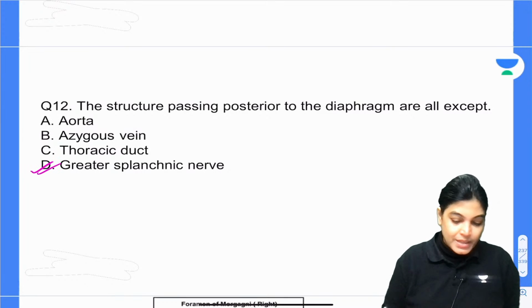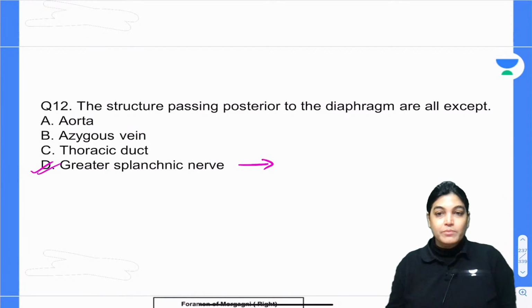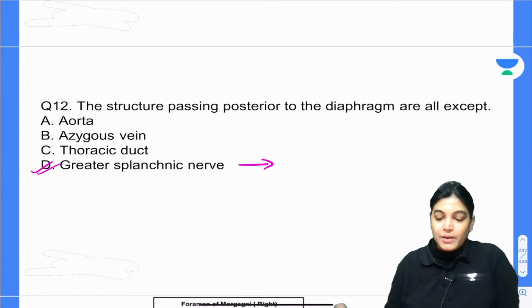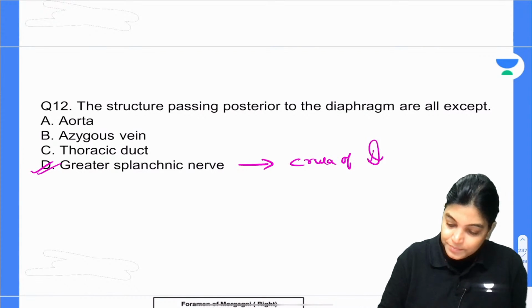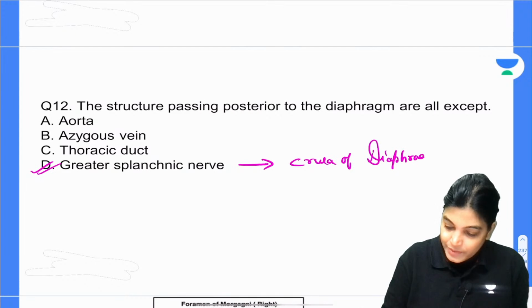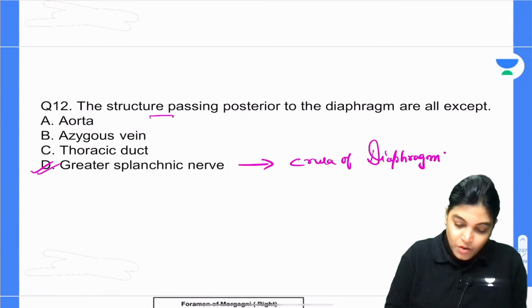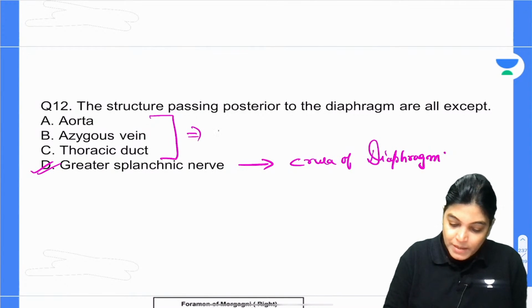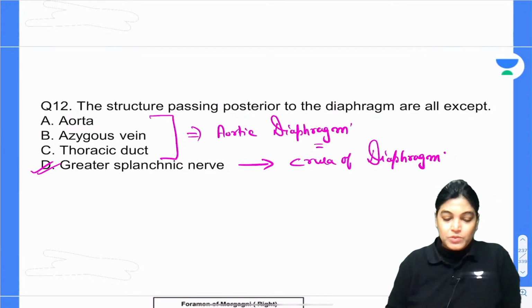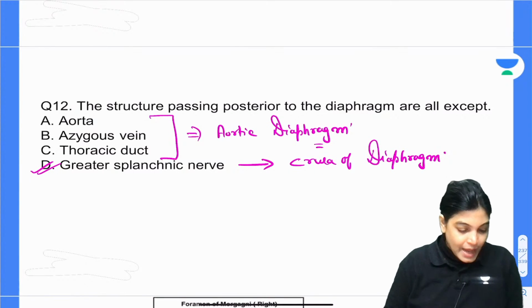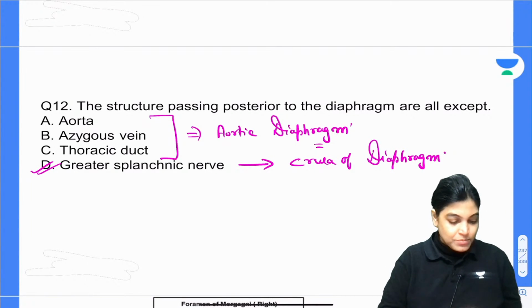Greater splanchnic nerve. Yes, greater splanchnic nerves, lesser splanchnic nerve, least splanchnic nerves, they are piercing the respective crura of the diaphragm on the right and the left hand side. And aorta, azygous vein, thoracic duct, they all pass through the aortic opening of the diaphragm, and we know that the aortic opening of the diaphragm is lying posterior to the diaphragm. So we have got D as the correct answer. Absolutely correct, Devesh.